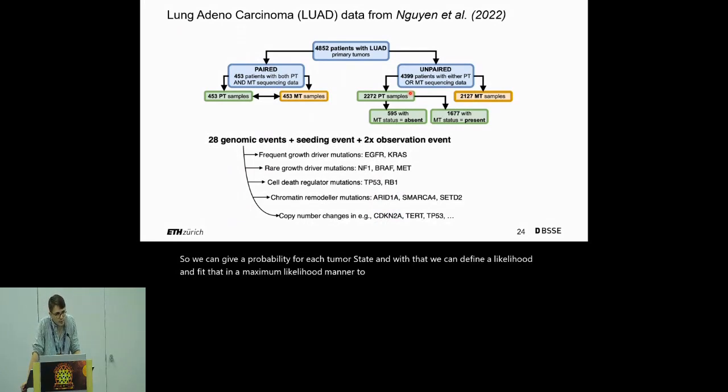And the data we chose for this study at first was the lung adenocarcinoma data from the MSK-IMPACT study. This data consists of clinical panel data and is single region sequencing. We have around 5,000 patients overall, where around 450 of them have both the primary tumor and the metastasis sequence available. We chose a panel of 28 genomic events, plus the seeding event, and of course 2 observation events.